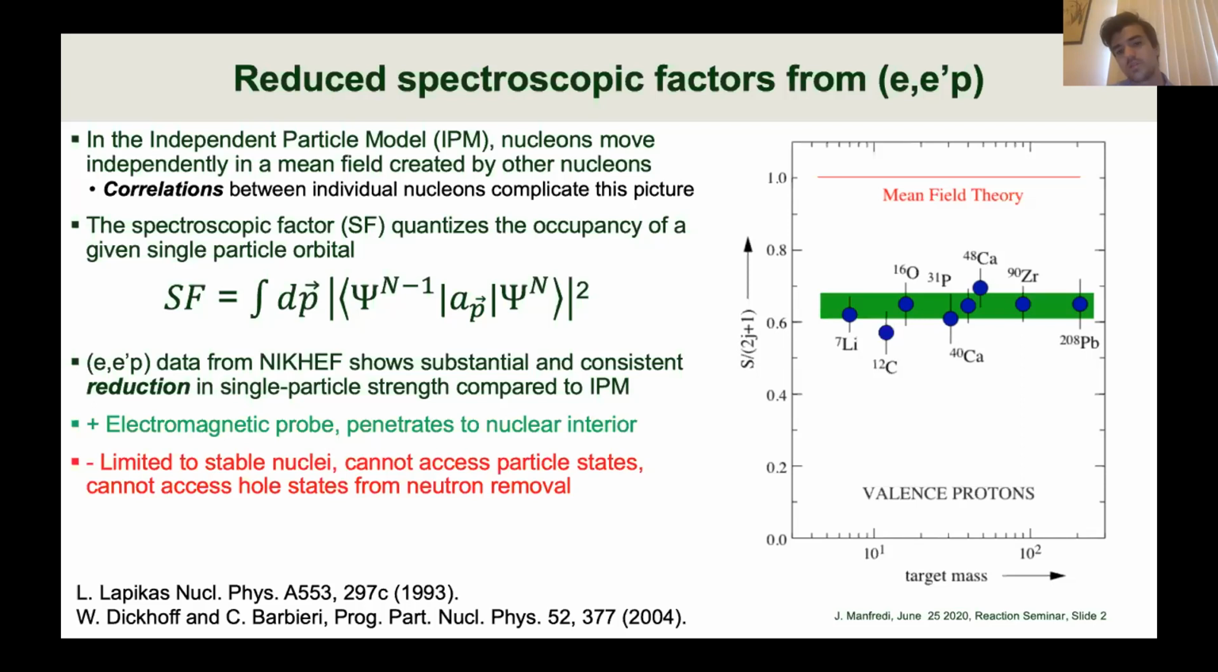Furthermore, even if you could reach all these other nuclei, you can't access any particle states. You can only knock out protons, and you can only access hole states from proton removal. So you can't knock out any neutrons. So there are other techniques to study this same phenomenon of spectroscopic strength reduction.